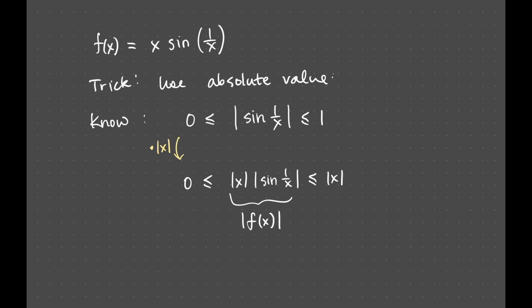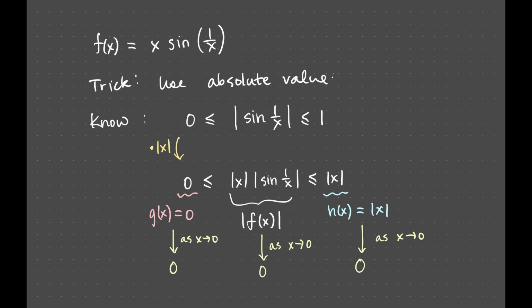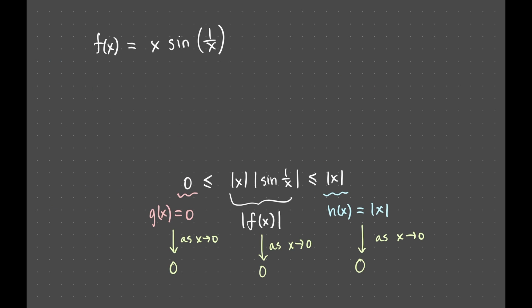What we obtain then is that the absolute value of f is trapped between 0 and the absolute value of x. Thinking of the constant 0 function as the function g of x, and the absolute value of x as h of x, then we could try to apply the squeeze theorem to this string of inequalities. Since the limits of g and h are both 0 as x goes to 0, the squeeze theorem implies that the limit of the inside function must be 0 too. In this case, the inside function is the absolute value of f, so the squeeze theorem implies that the limit of the absolute value of f is 0.